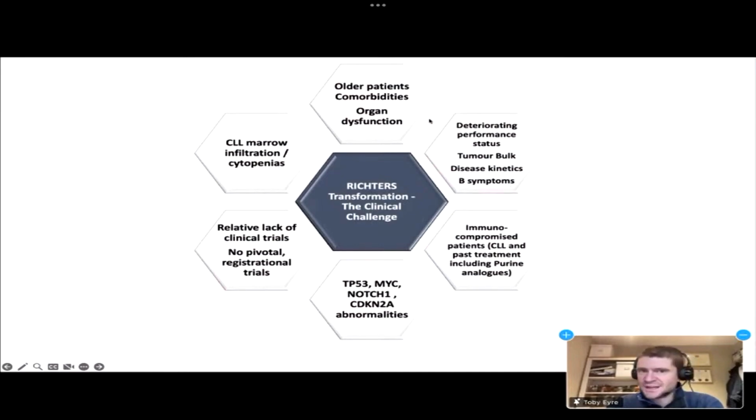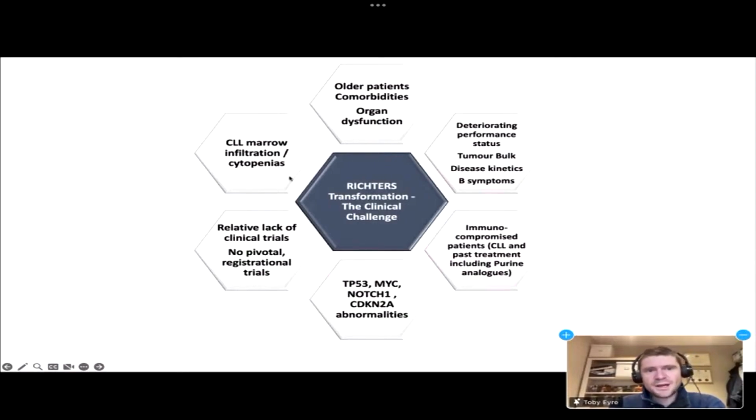Of course, CLL is a disease of older people, and so often comorbidities and other organ dysfunctions can play into the challenge. Many patients historically may have had chemotherapy. The genetics of the disease I'm not going to talk about in great detail, but often these are the sort of findings you see. CDKN2A mutations, TP53 mutations, and MYC mutations are really quite common and often lead to chemo resistance and also proliferation. So those are the challenges there.